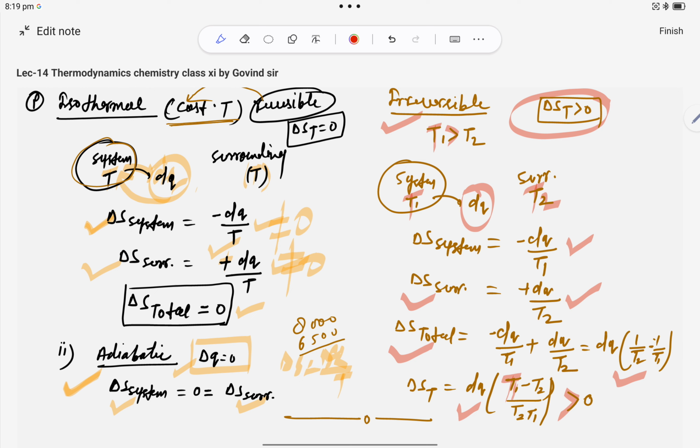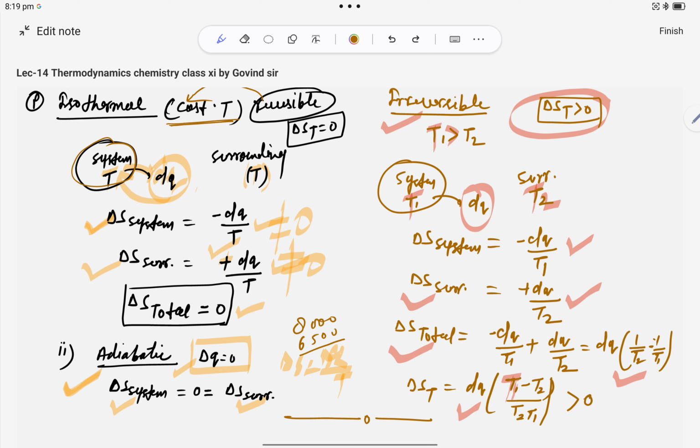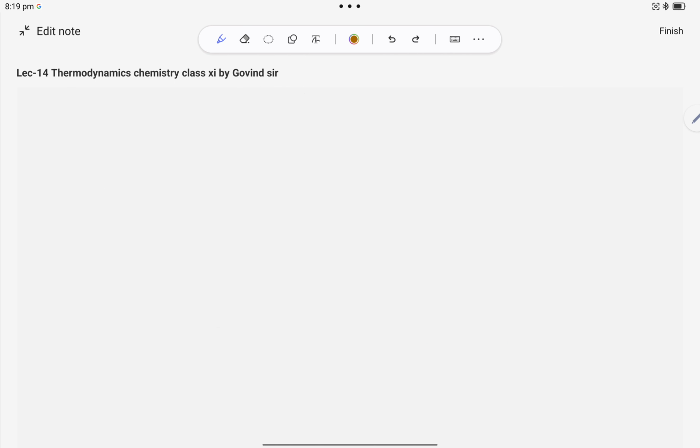That is the previous explanation. So if you are watching the thermodynamic series step by step, then each and every explanation you will get. Otherwise, it creates some problem. So now, in this lecture, lecture number 14, we are going to discuss the different thermodynamic processes and how to calculate entropy change.